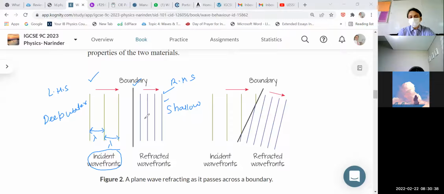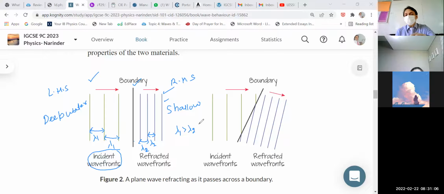They pass the boundary, and then what happens here? You can see the length of the wavefront, that is the wavelength, has decreased. Suppose this is lambda 1, now it is lambda 2. This is lambda 2. The space is decreased. So here I can write lambda 1 is greater than lambda 2.